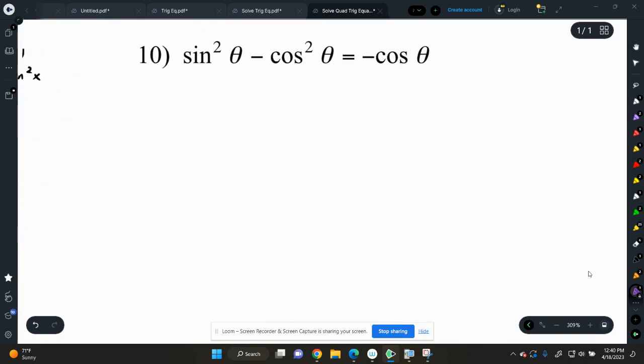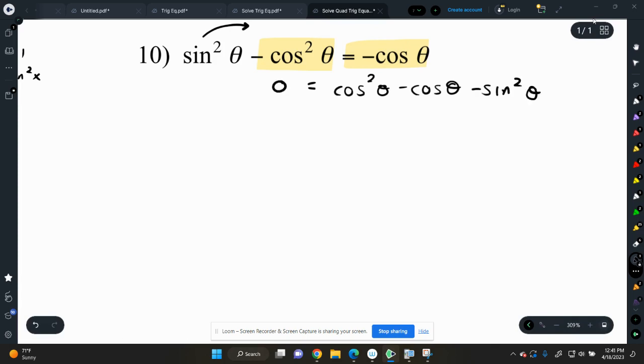Okay, so let's get everything to one side. Since I have 2 terms that include cosine, I'm going to stick with the cosines. So I am going to add cosine squared to both sides, and I'll go ahead and move this sine squared over. So we'll subtract sine squared. So now it's equal to 0. Okay, so I'm going to keep the cosines, and we're going to substitute out the sine squared.